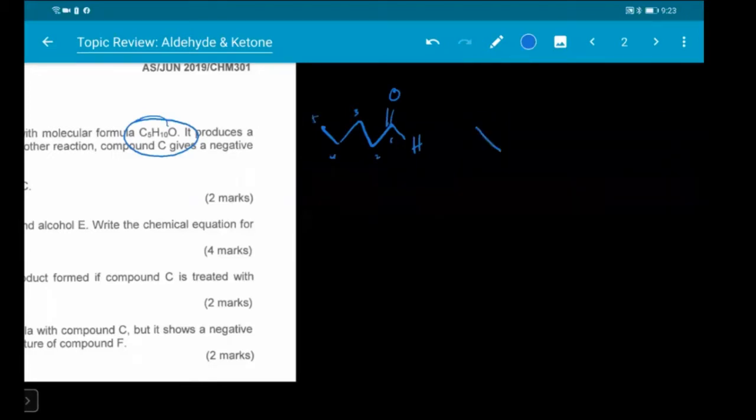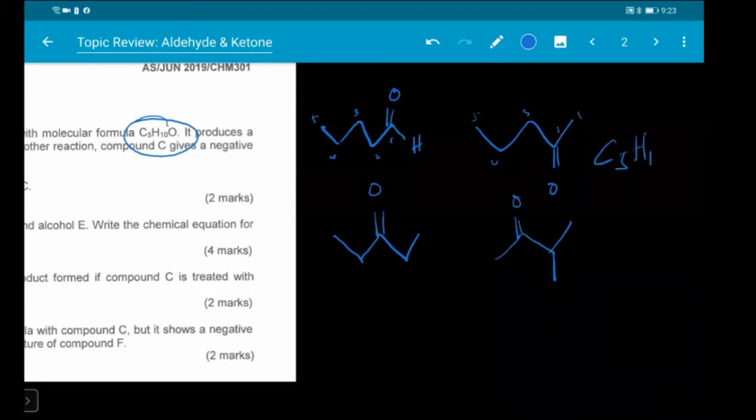Ataupun, dia boleh jadi structure macam ni. And you can check the molecular formula. Okay. Possibility lain, dia boleh jadi pentane 3 one. Dan kalau tak silap saya, dia boleh jadi lagi structure macam ni. 1, 2, 3, 4, 5. Okay. These are the 5 possibilities of the compound that can be produced from the formula C5H10O.